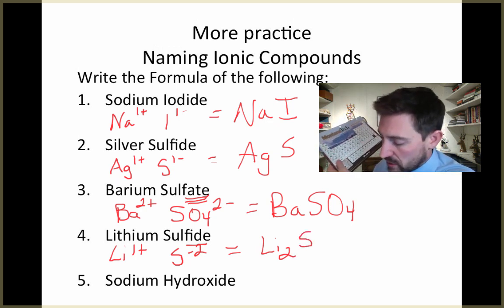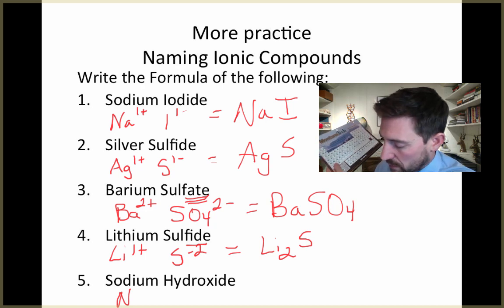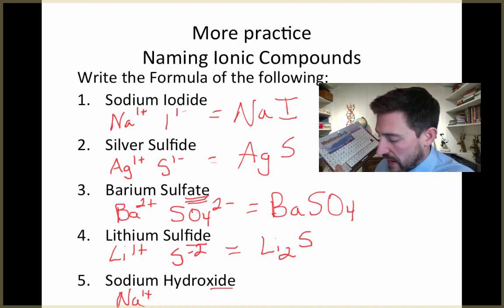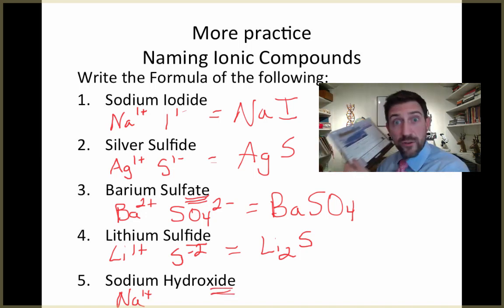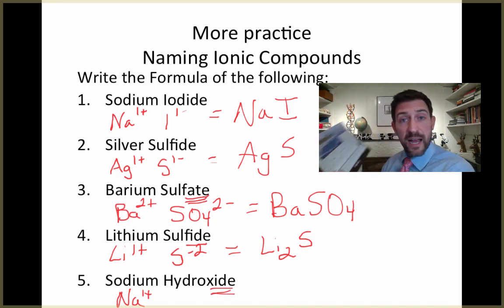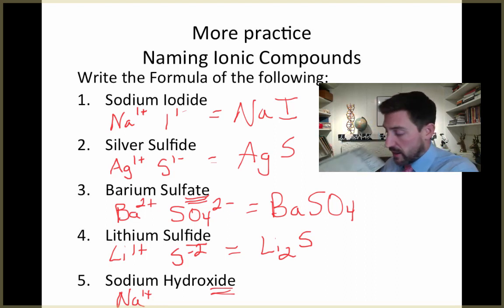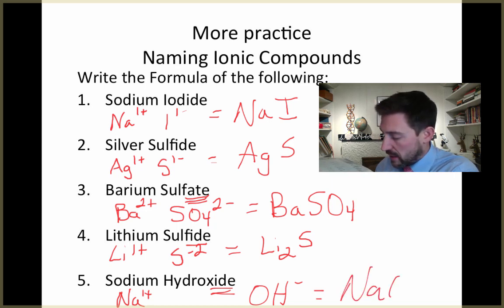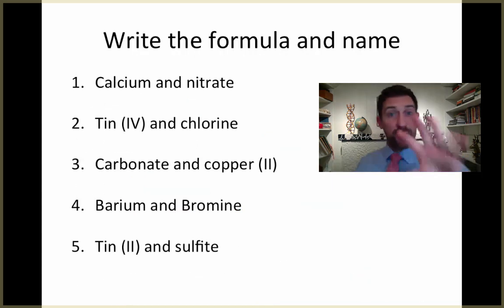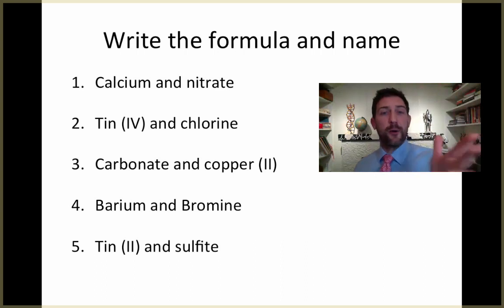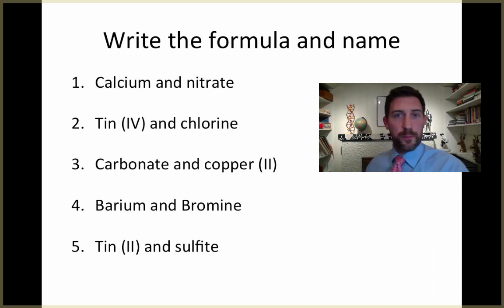The last one here is sodium hydroxide. We've looked at sodium 1,000 times. It's a 1 plus charge, but hydroxide's a goofy one. It ends in "ide," but it's a polyatomic ion. It's actually OH minus. So when I put these two together, I get NaOH. For these, you're going to see all of them pop up on the screen here, and then I'll come back and help you combine them to make the formula unit.